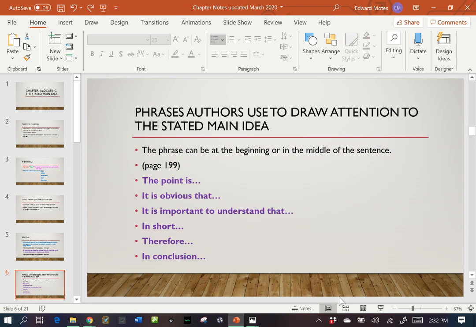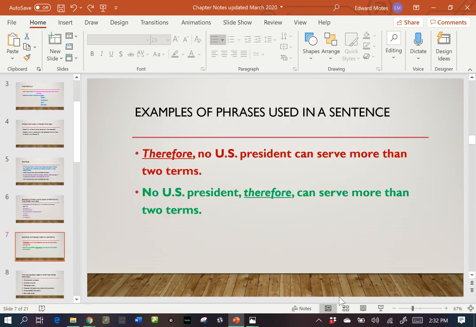So, like with other chapters we've looked at, authors will use special phrases to help draw attention to the stated main ideas. These are listed on page 199 in your textbook. This phrase can be in the beginning or the middle of the sentence. So here's some examples. The point is, it is obvious that, it is important to understand that, in short, therefore, and in conclusion. Here's a couple of examples of what that looks like.